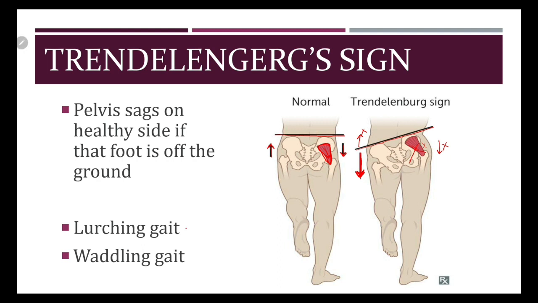So when there is paralysis of gluteus medius and minimus on one side and the pelvis sags on the other side, this is lurching gait. If there is paralysis of gluteus medius and minimus on both sides, then that is waddling gait. And this is clinically known as Trendelenburg's sign.